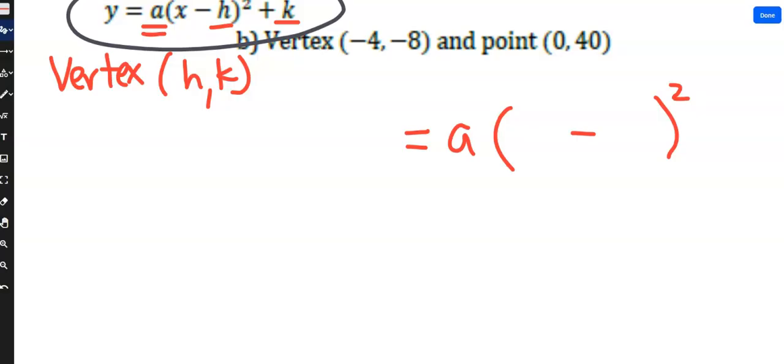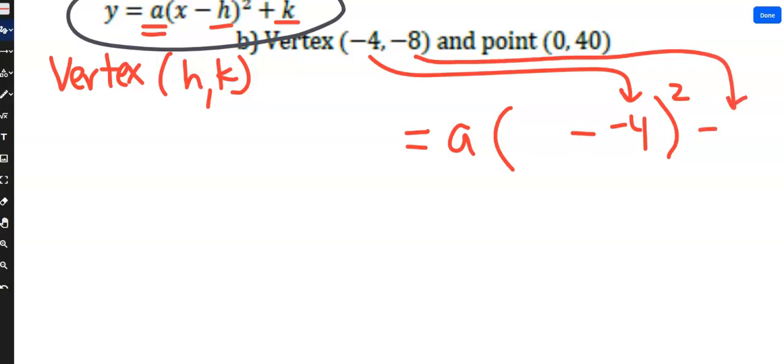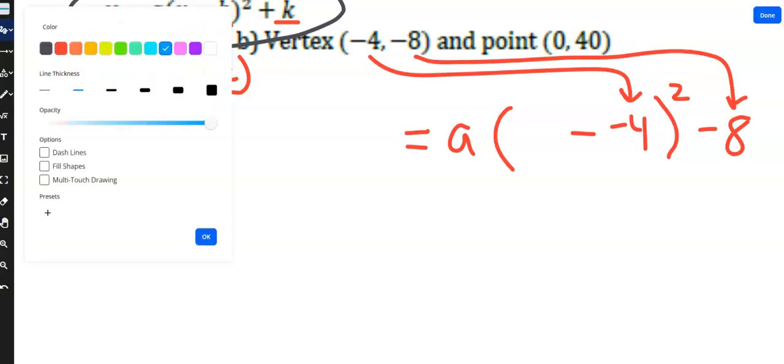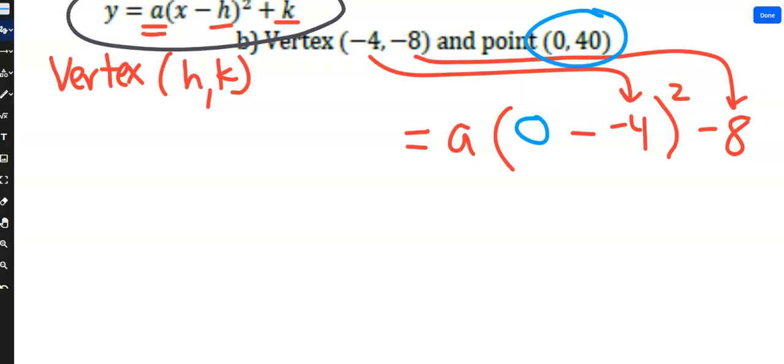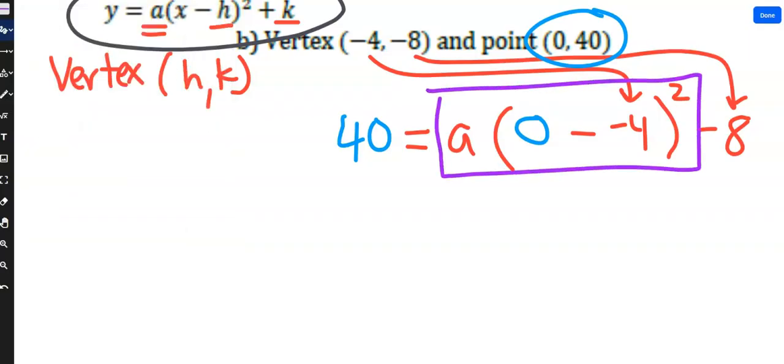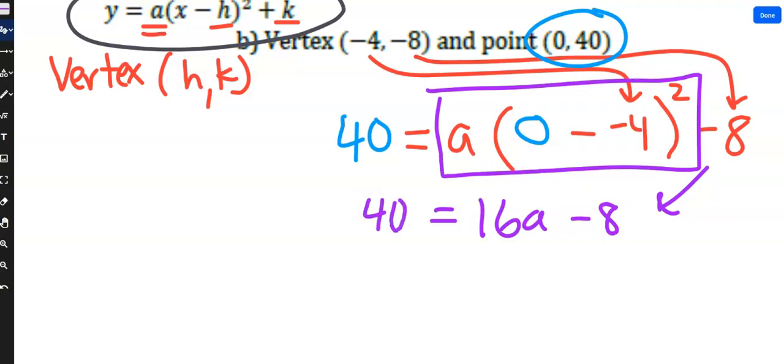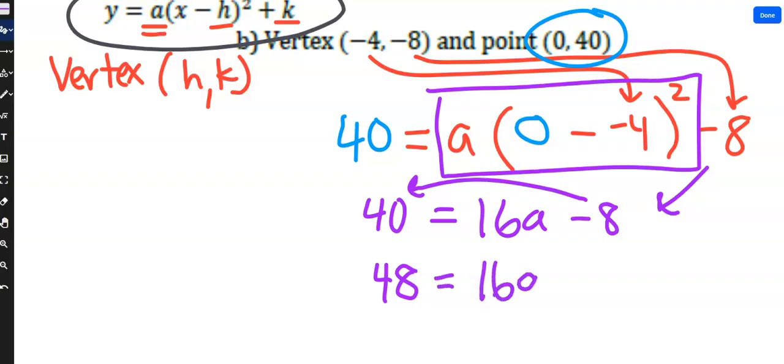We know that we've got negative 4 goes here, and then the negative 8 goes on the outside, right? That's your vertex. And then we get to use the other coordinate, the 0, 40. 0 for x, 40 for y. Now we're just going to go through the process of figuring out what's in this purple box, and that would be 4 squared is 16, so that would be 16a. Of course, on the outside you got your minus 8, and on the other side you've got your 40. And so we can push this to the other side, giving me 48 equals 16a.